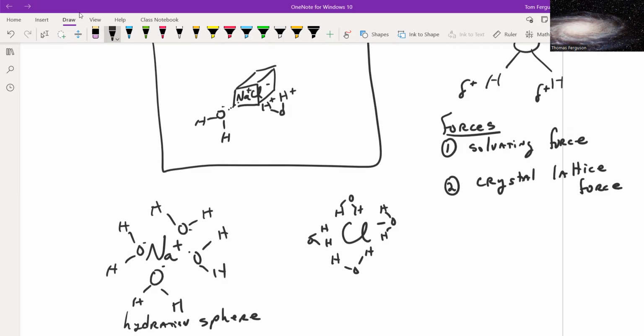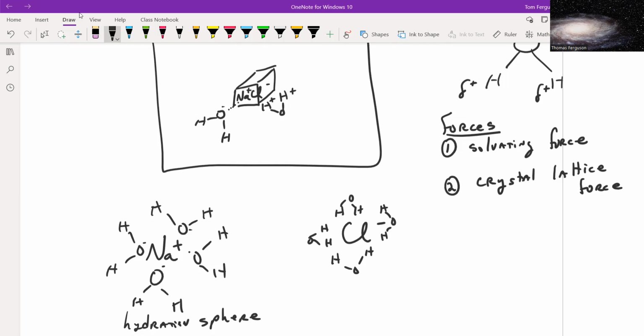Solvating force, which is pulling it out, and the crystal lattice force, which is keeping it together. Whichever is bigger wins. If the solvating force is larger, then it dissolves. If the crystal lattice force is larger, it doesn't dissolve. And then there's some gray areas where they're sort of even and it partially dissolves, but basically whichever one's stronger wins.